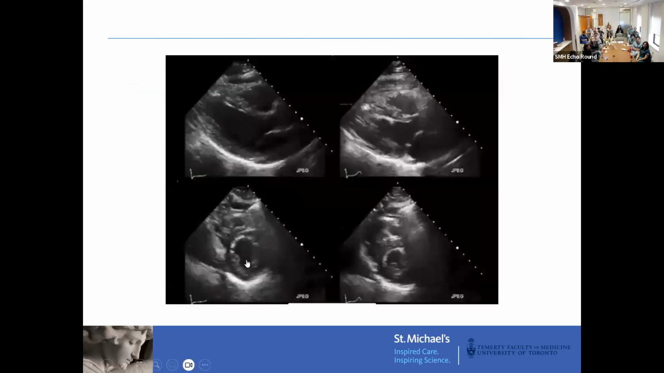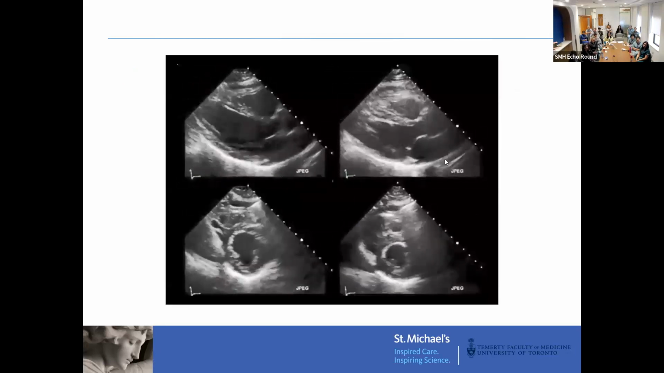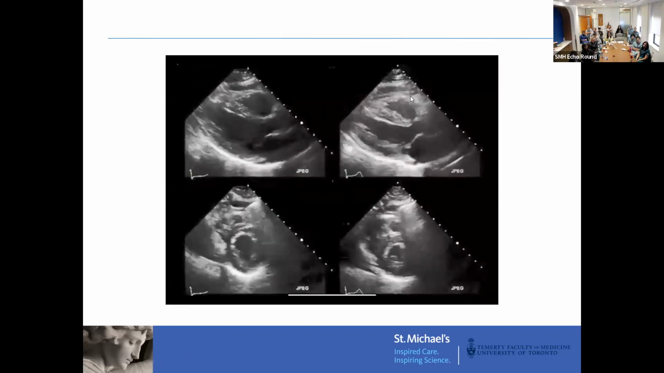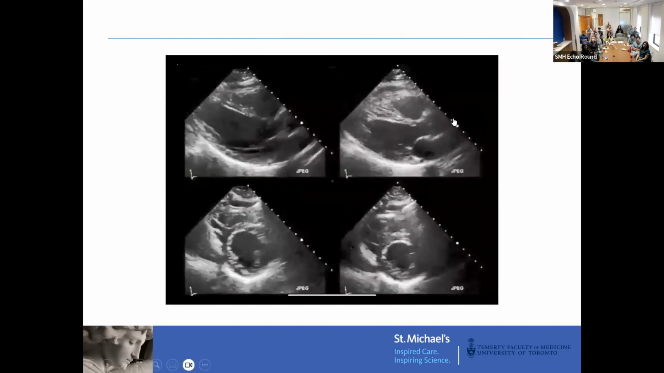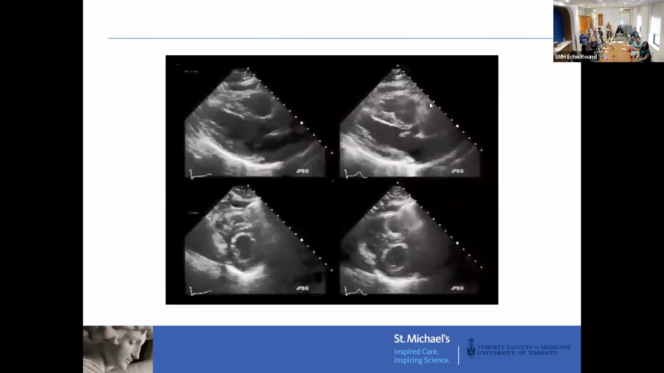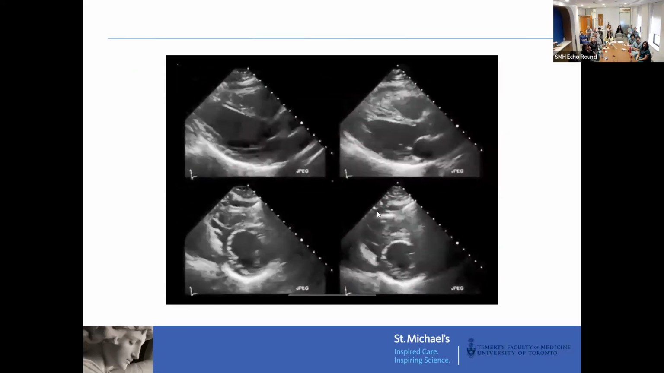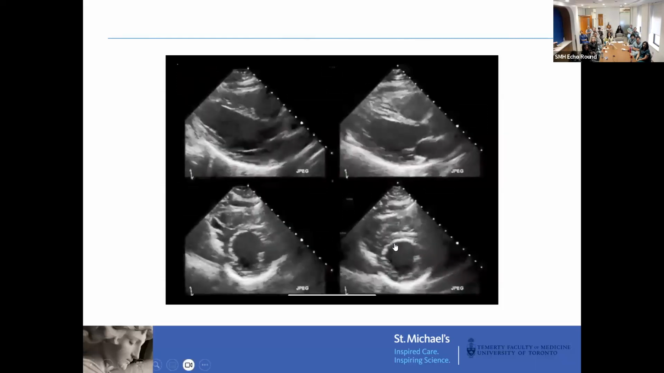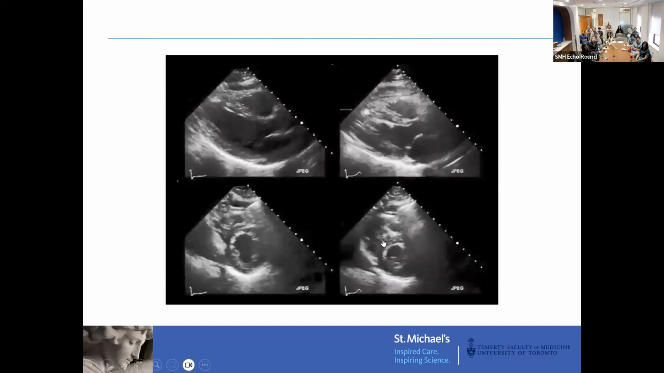And so this is an example of that. I don't know if you guys can appreciate it there, but here, if you look, this is rest on the left and peak on the right. And if you see there with stress, the RCA is hypokinetic throughout this segment over here. With peak, but it's not as bad at rest. So this is a patient who had proximal RCA disease when they ended up cathing them.